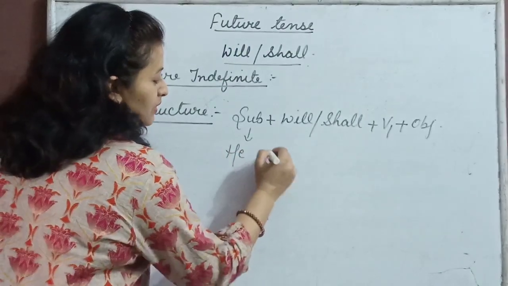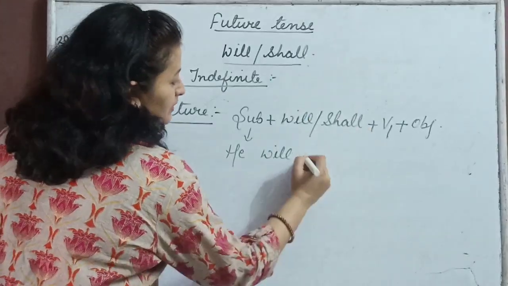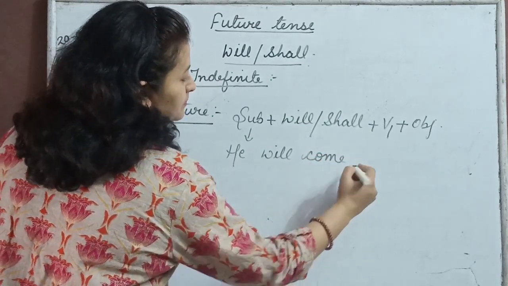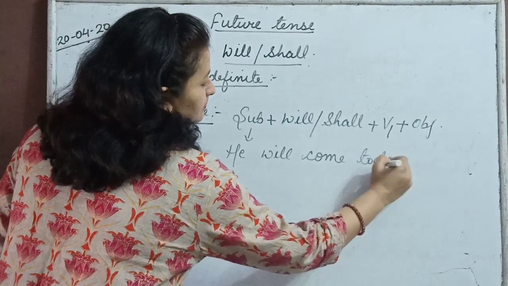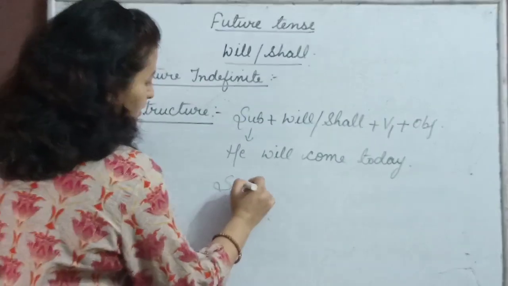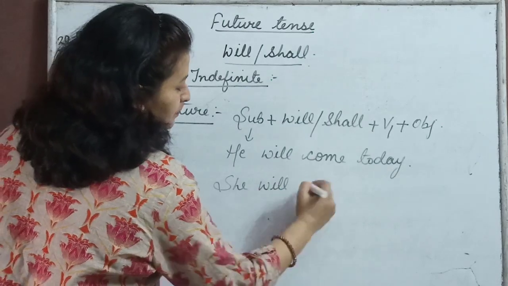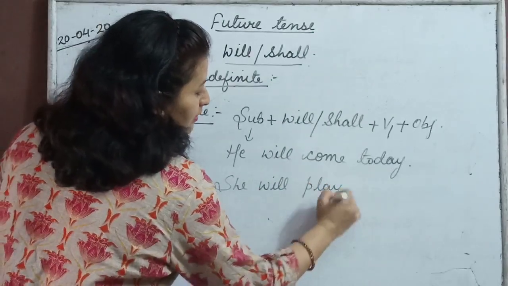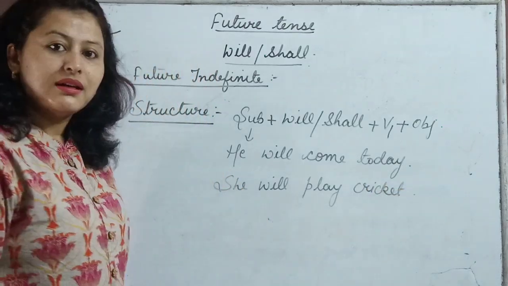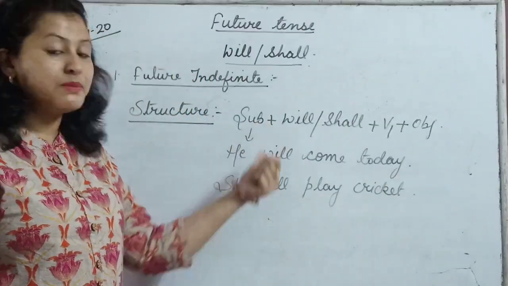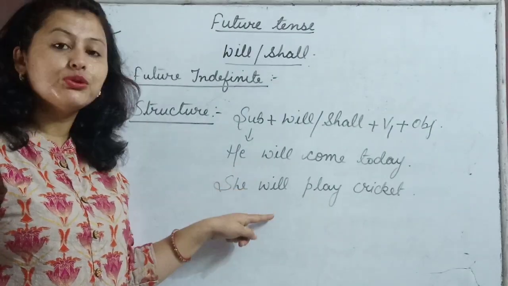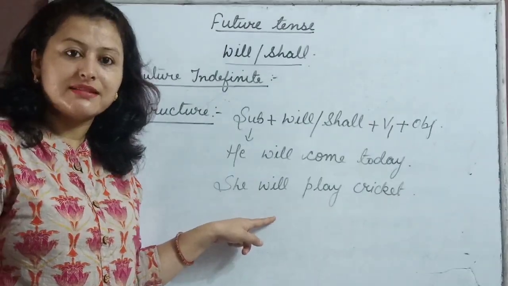Subject, he will come today, or she will play cricket. I hope it must be clear to you. These are the examples of simple future affirmative sentences.